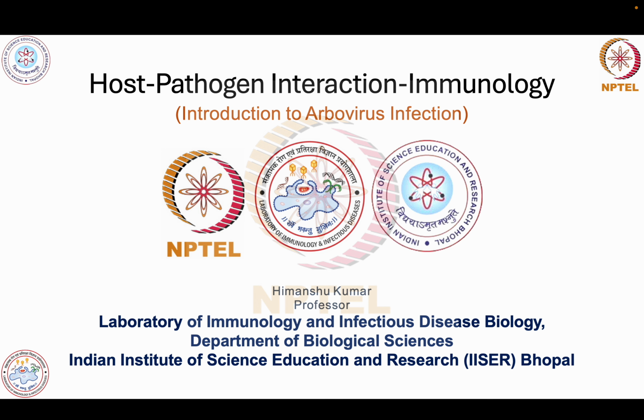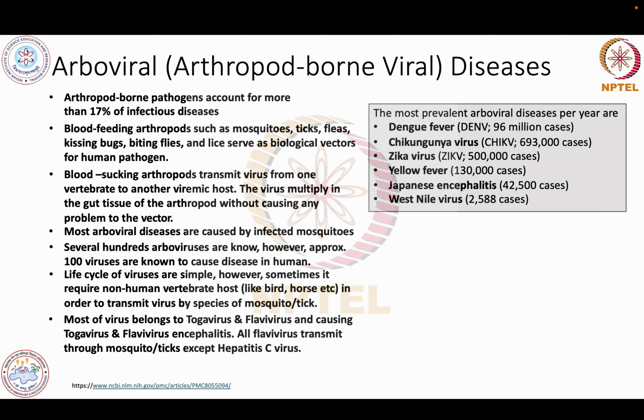Now we will discuss arbovirus infection. Arboviruses are also called arthropod-borne viral diseases. Arthropod-borne pathogens account for more than 17% of infectious diseases. Blood-feeding arthropods such as mosquitoes, ticks, fleas, kissing bugs, and biting flies serve as biological vectors. Blood-sucking arthropods transmit the virus from one vertebrate to another viremic host.